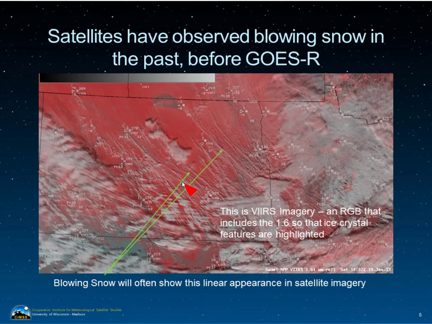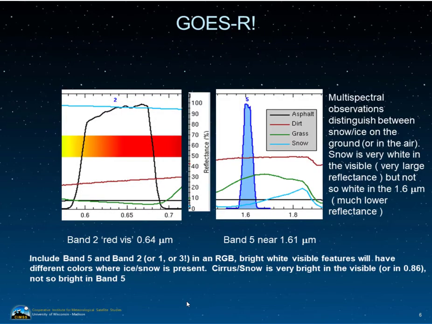So you have these horizontal roll vortices that stretch downwind. Notice if there are stations that are reporting blowing snow that are close to these horizontal roll vortices that you see in the satellite imagery.